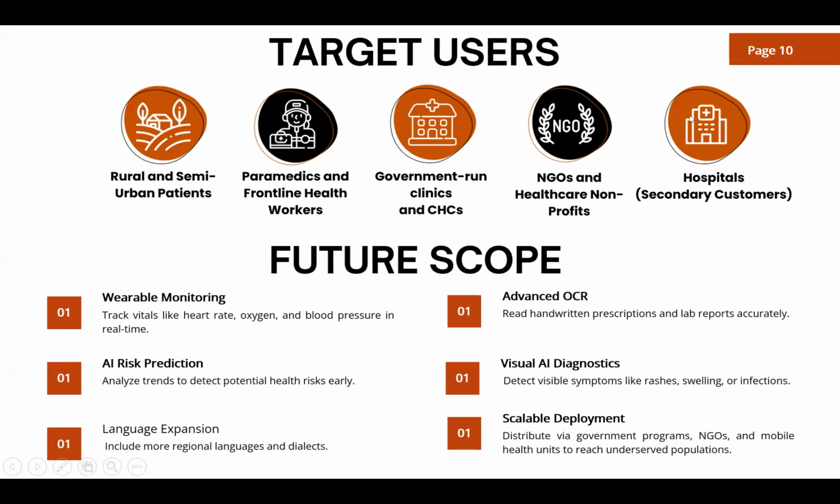Our future scope mainly includes integration with wearable devices for real-time monitoring of vitals such as heart rate, oxygen, and blood pressure, AI-based health risk prediction for early detection of diseases, expansion to more regional languages and dialects, advanced OCR for handwritten prescriptions and lab reports, visual AI diagnostics for detecting visible symptoms such as rashes or swelling, and scalable deployment through government schemes, NGOs, and mobile health units.